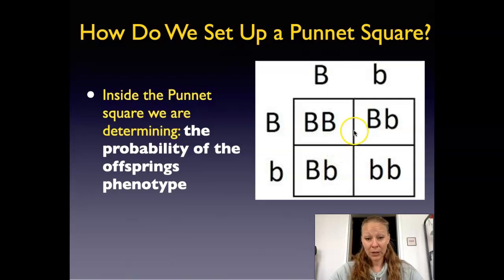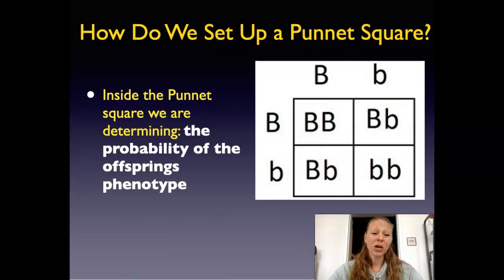So we can see here that if that guy that I drew before and that girl that I drew before were to breed and have an offspring, there's a 75% chance that they would have a brown-eyed child and a 25% chance that they would have a blue-eyed child. That would be the phenotype. That is the offspring's phenotype.